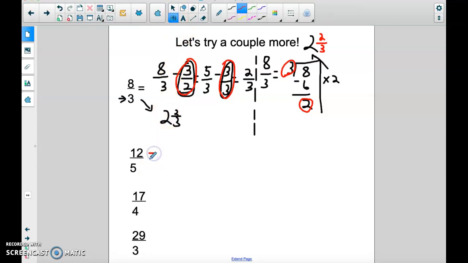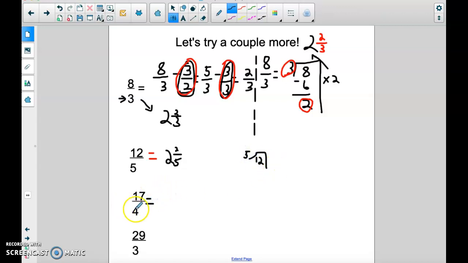So the first one, I guess let me go back to the normal color, would be equal to 2 wholes and 2/5. And I could use the same strategies I used up here, except instead of subtracting 3/3, I'd be subtracting 5/5, right? Or I could set it up like this, and that would look like 12 divided by 5.